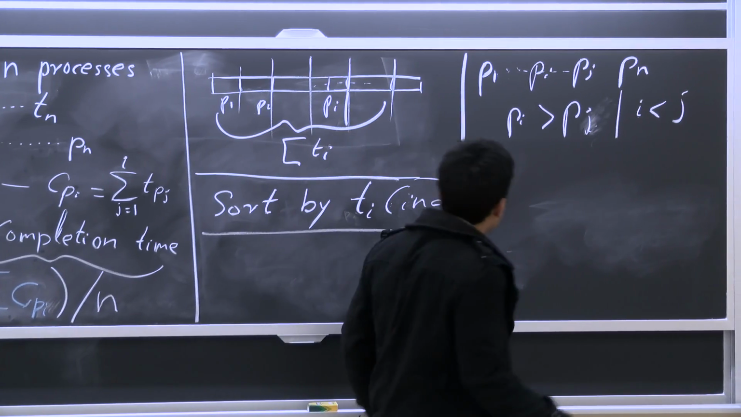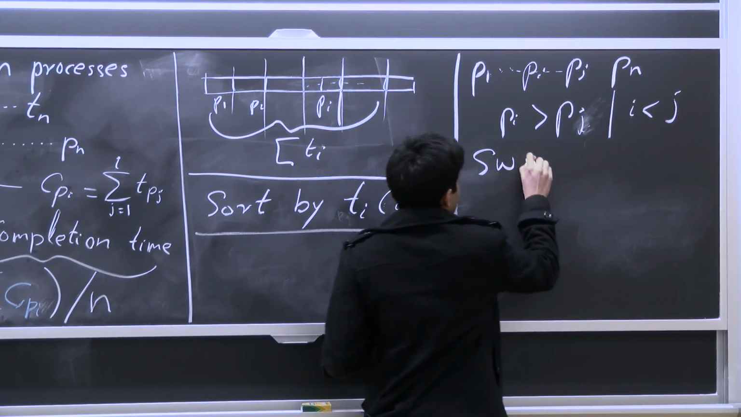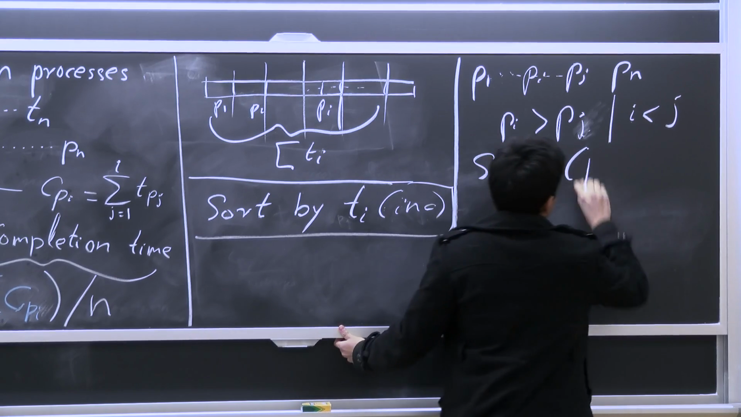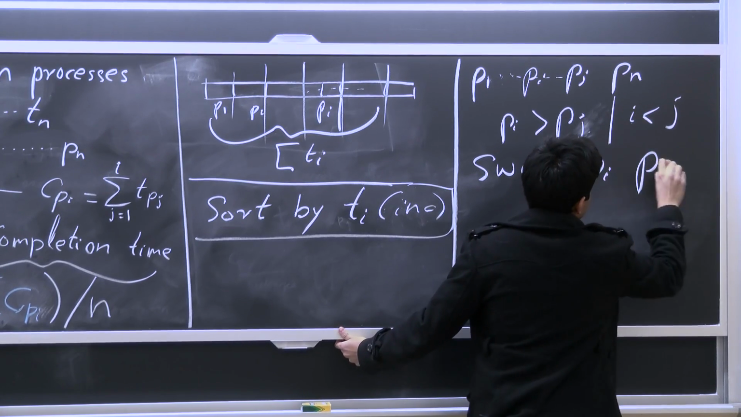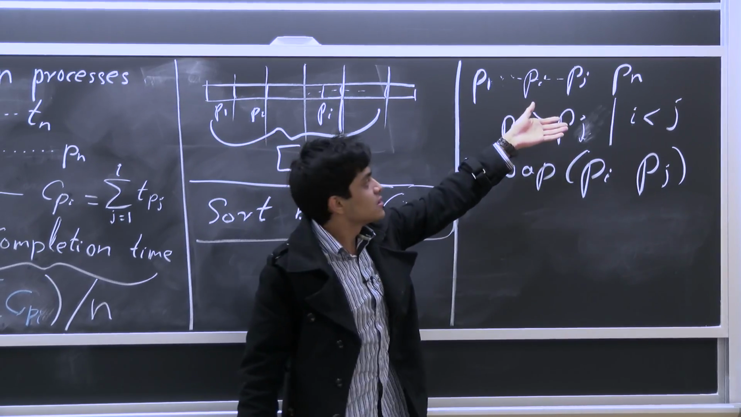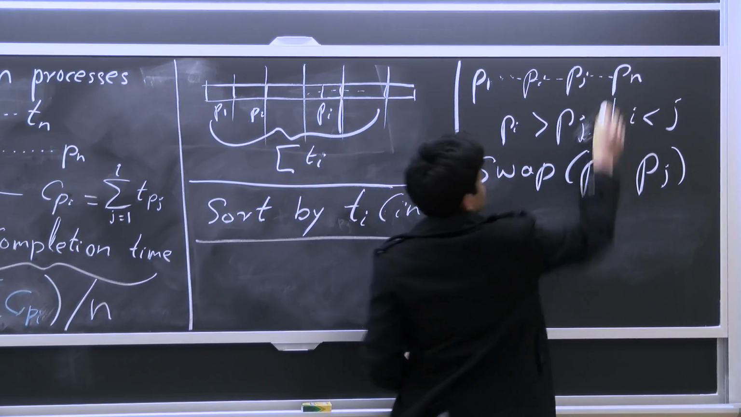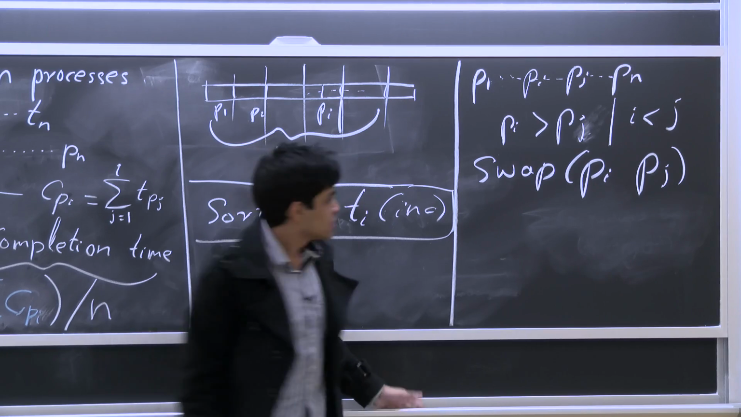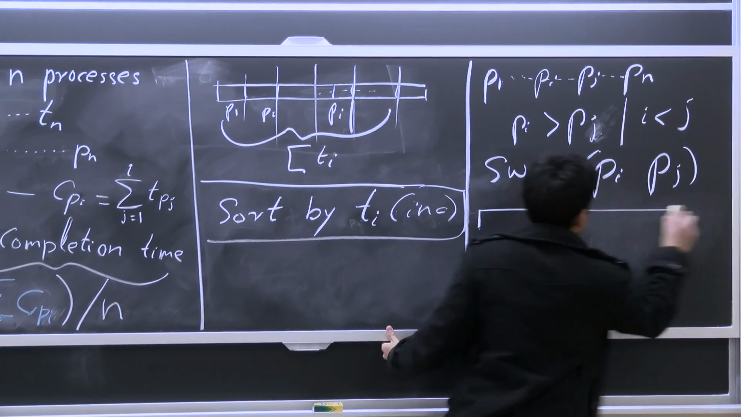So now I'm going to claim that if you swap these two values, if you swap Pi and Pj, that will actually decrease whatever current average completion time you have. So initially you had something like this.